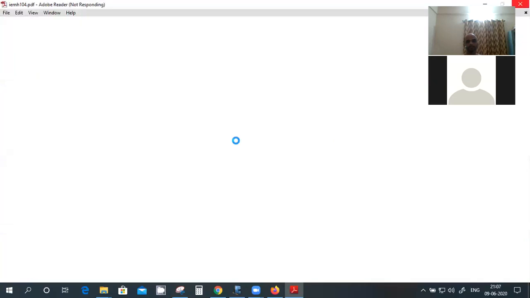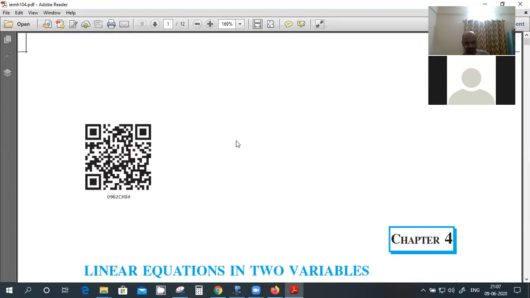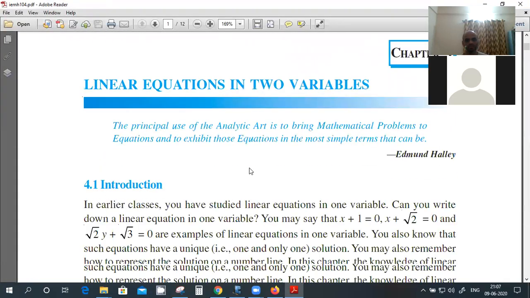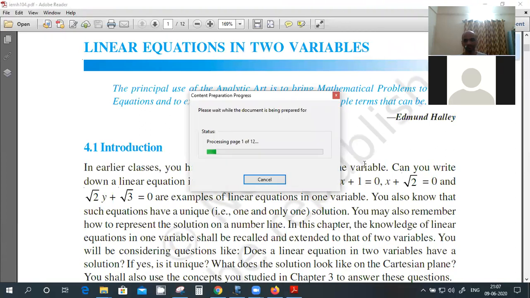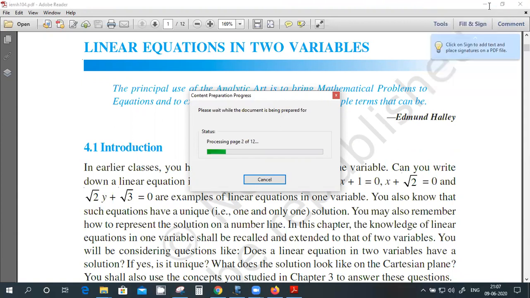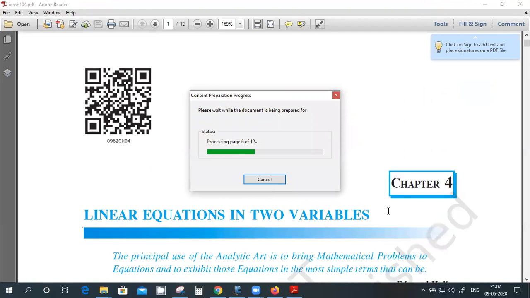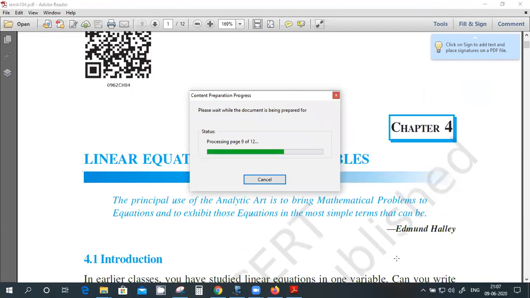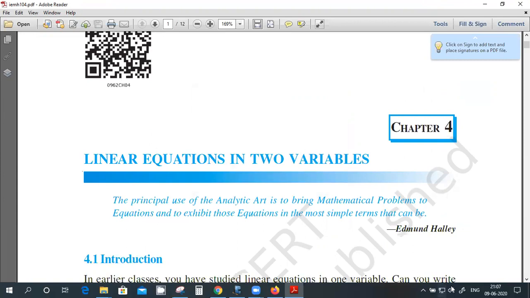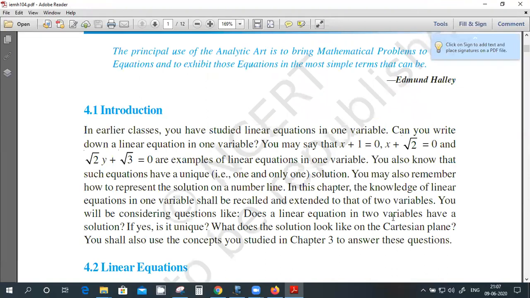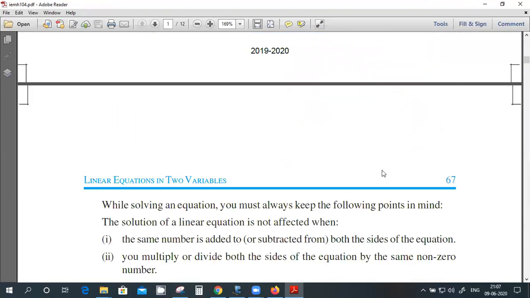Today is physics, right? No, maths. Okay, today maths, fine. So linear equation. What is meant by linear equation? Can you show the index of this chapter, linear equations? Index, where is it?